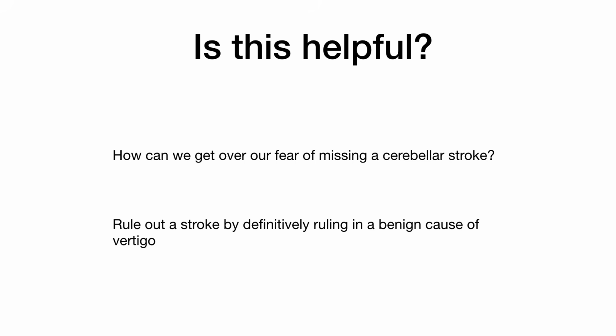So how does the head impulse test and the HINTS exam help us? Can it help us get over our deep-seated fear of missing a cerebellar stroke? I certainly think that seeing a clearly abnormal head impulse test, as well as peripheral results on the other components of the HINTS or HINTS Plus testing, should give us the confidence to definitively diagnose vestibular neuritis and therefore rule out a stroke. This is assuming that they don't have any of the other posterior circulation signs or symptoms I mentioned earlier.